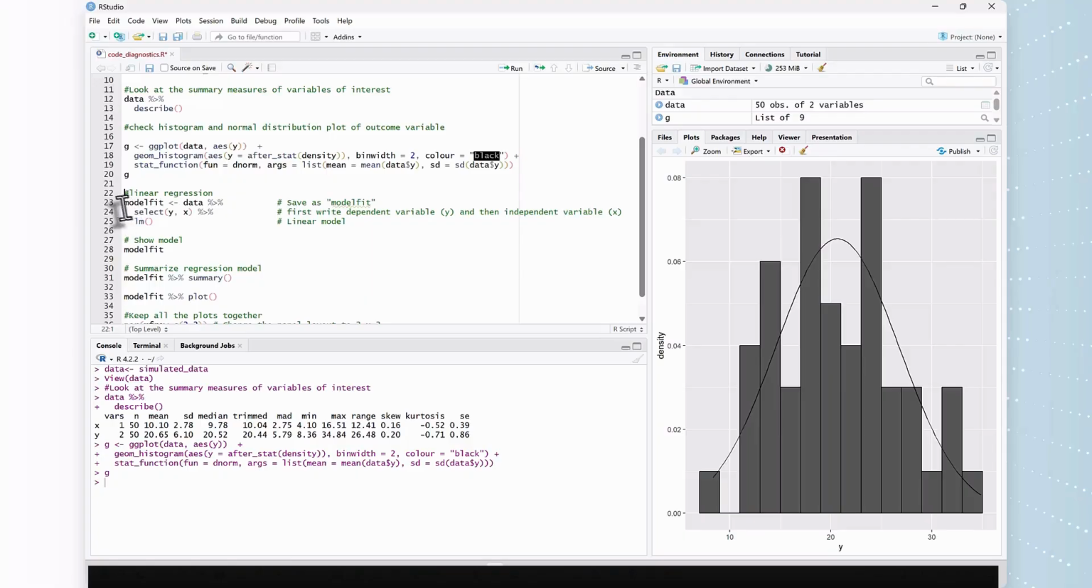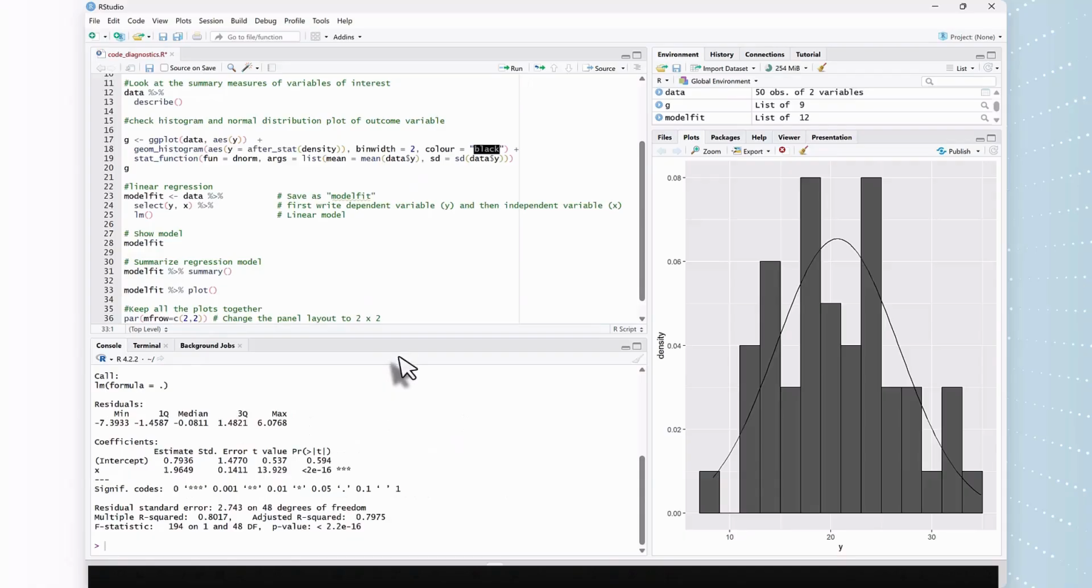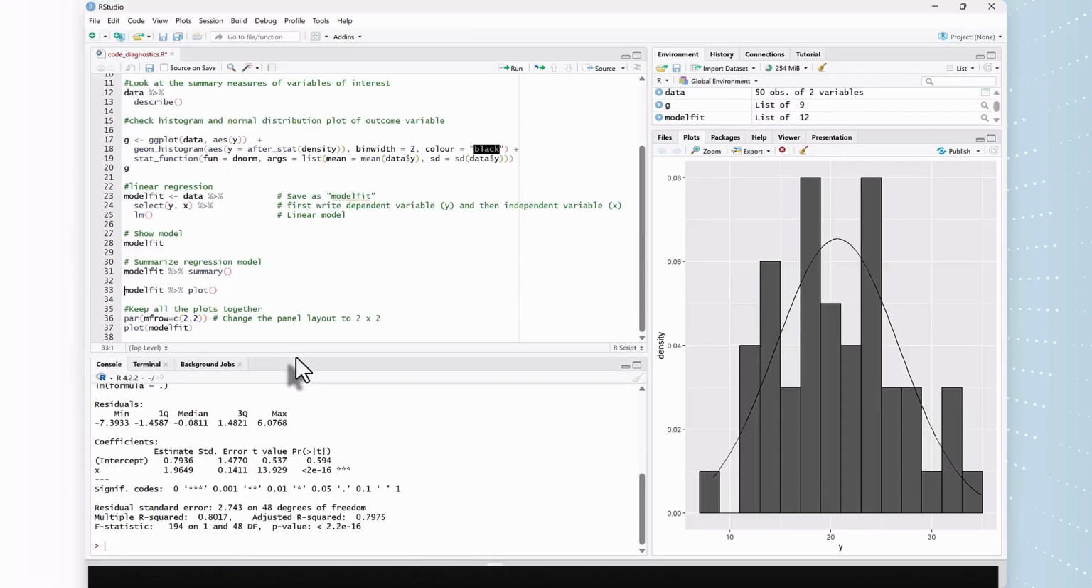Now let's run the linear regression model using the lm function here. I have saved the model fit results as model fit, and let me run it, and then we can see the summary of the model fit results. Here in the R console, we can see a lot of information and results: the parameter estimates, standard errors, p-values, and others. So let's not go into those results for the purpose of this video because we are more interested in the model fit diagnostic plots. So let's get those plots using the plot function.